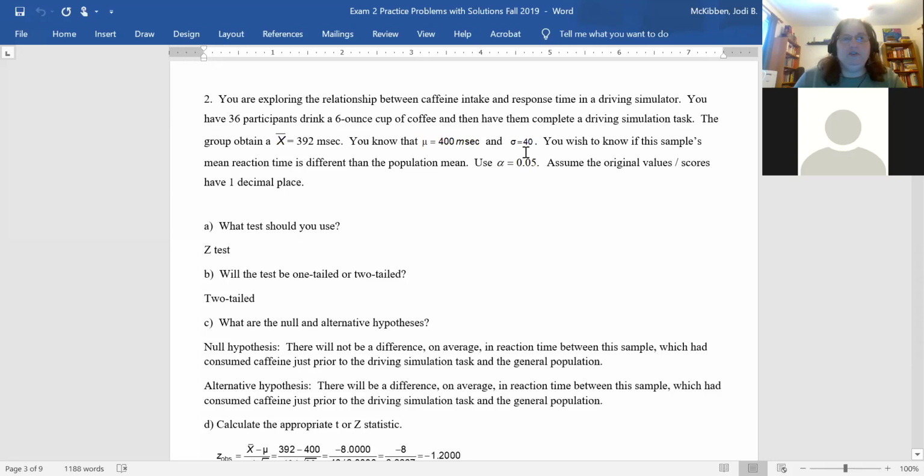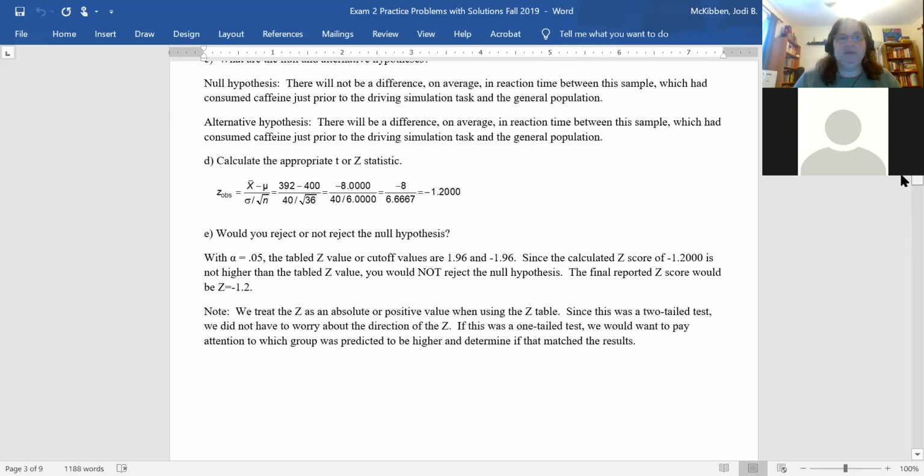Now, once again, this one gave you the variance and the two means, so all you have to calculate is the standard error and then the z-test. Okay, let's look at another one.